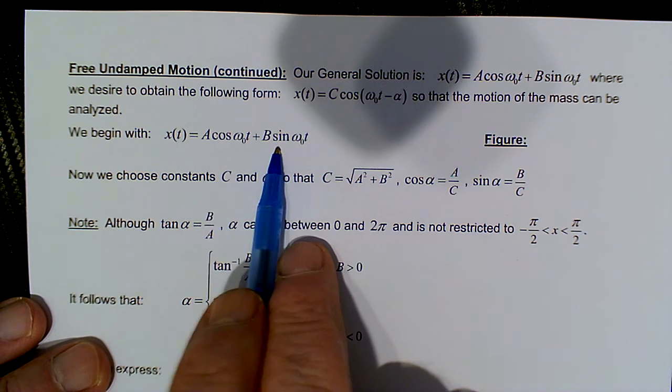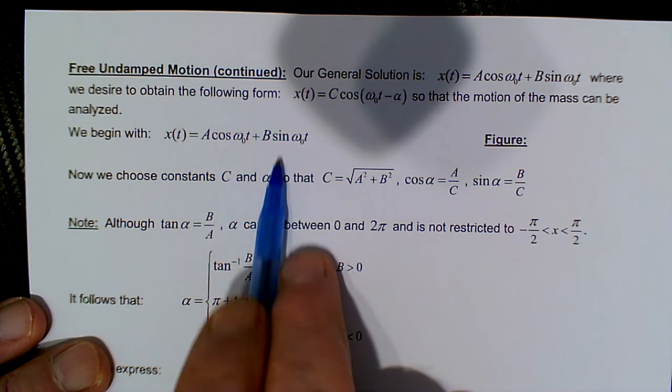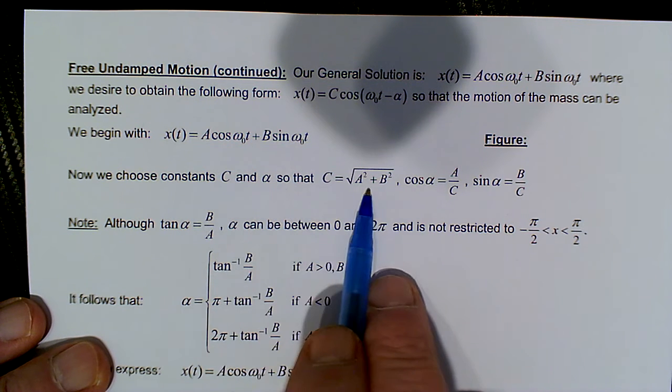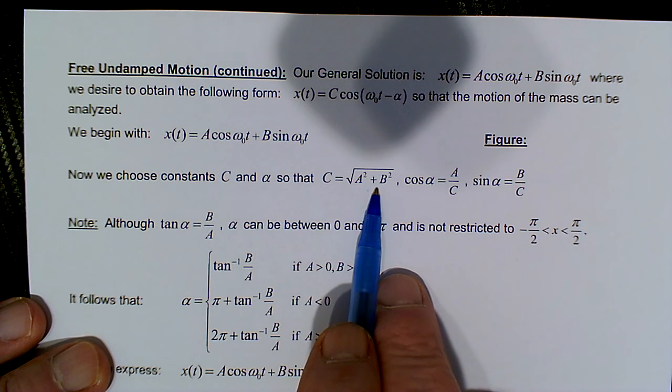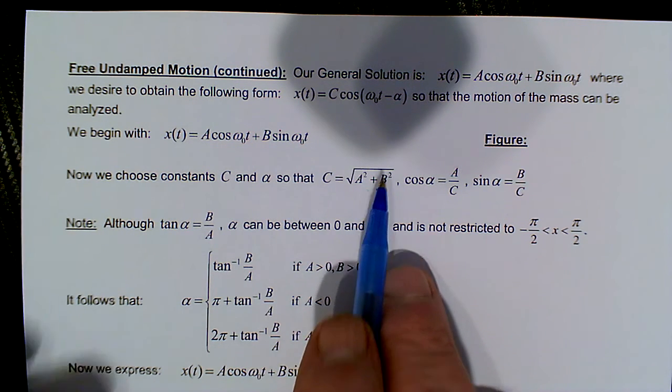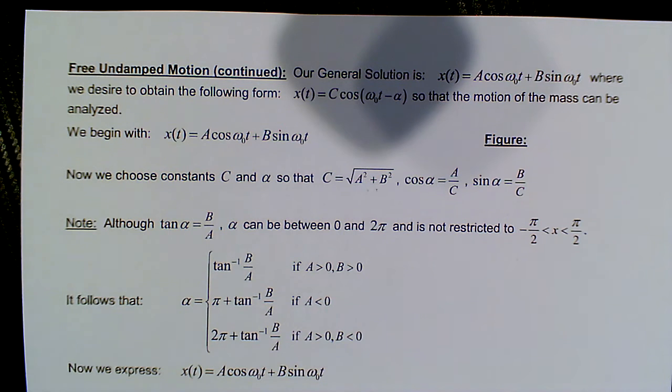So we start with the given equation, and we choose c and alpha so that c is the square root of a squared plus b squared, and cosine of alpha is a over c, and sine of alpha is b over c.